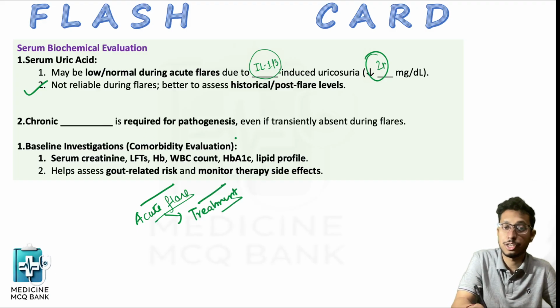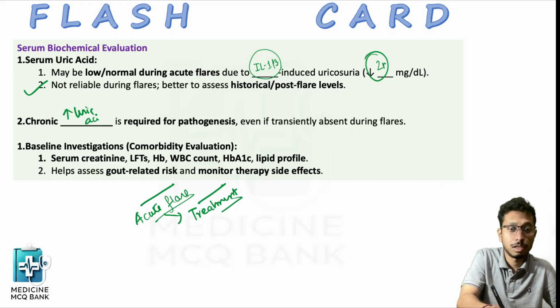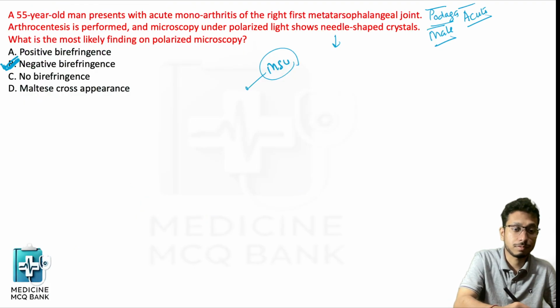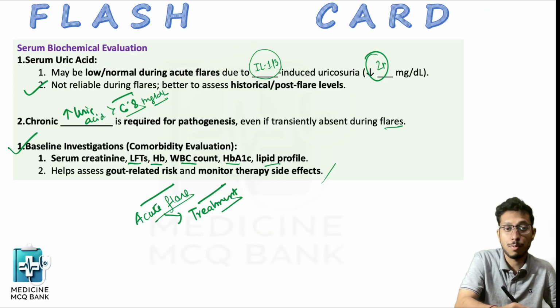Now, chronic hyperuricemia is required for pathogenesis. Obviously, chronic high uric acid level, more than 6.8 milligram per dL, is required for pathogenesis, even if transiently absent during flares. So, what are the baseline investigations needs to be done? It is mainly to evaluate the patient for comorbidity like LFTs, hemoglobin, WBC, HbA1c, diabetes, and lipid profiles. Right. It helps assess gout-related risks and monitor therapy side effects. Okay. So this is all about the biochemical finding.